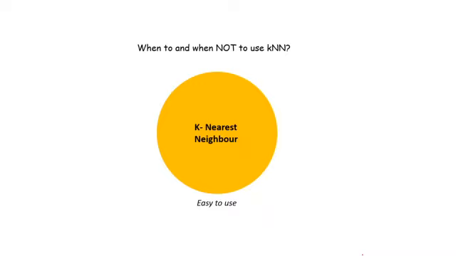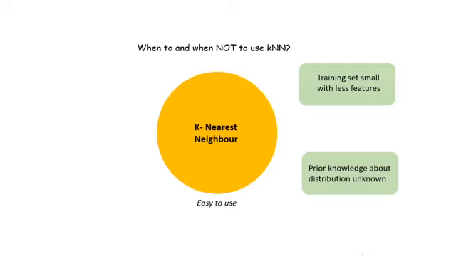Now, when to and when not to use KNN. It's very easy to use, but if your training set is pretty small with fewer features, then you might use it. Or when you don't know anything about the data distribution, then it is also good to use, because no assumptions are being made on the underlying data distribution, and the parameters are determined by the size of the training data set. So it just computes the distance between the training set and the test point.